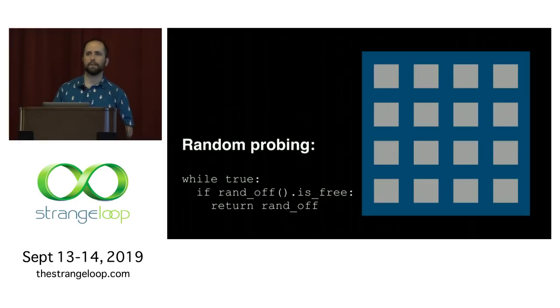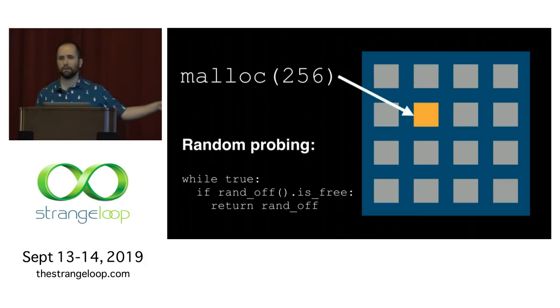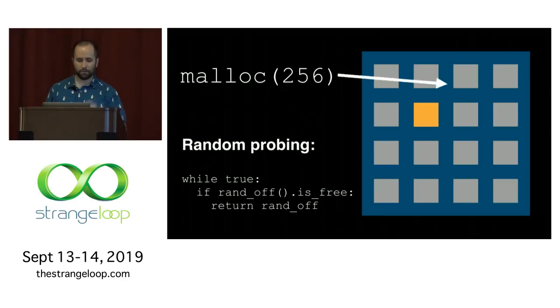Previous approaches use something called random probing. In random probing, when you call malloc, you have this pseudocode here where there's a while true loop. You generate a random offset, and you just check to see, is the slot at this offset free? If so, give back a pointer for that position. Otherwise, try again. Go to the top of the while loop, and eventually you will find a free spot to return.